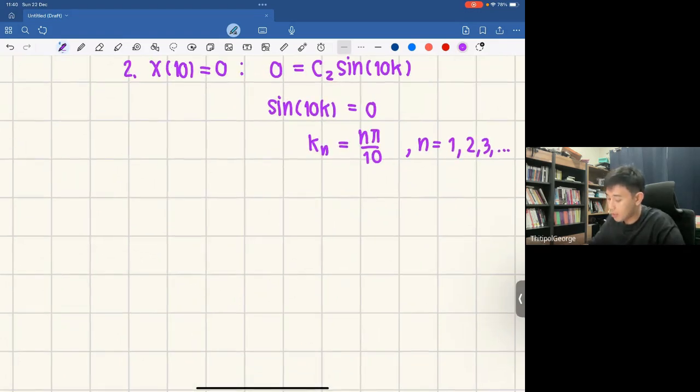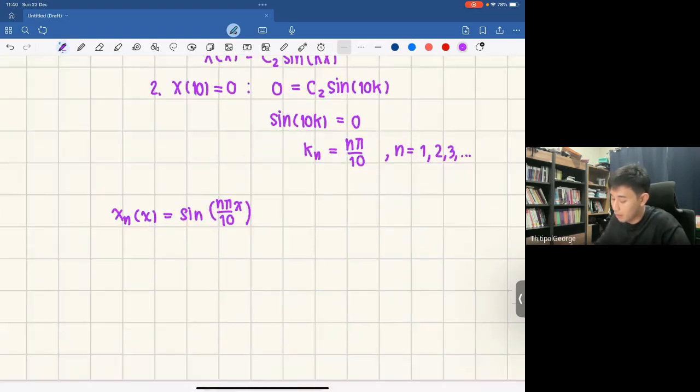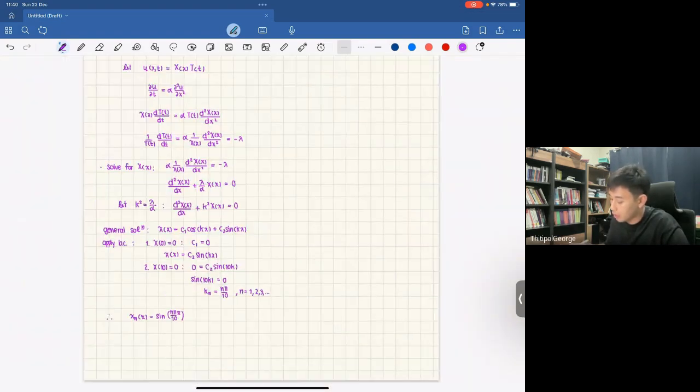So we get that Xn, which we can call the eigenfunctions of X, equals sine of n pi x over 10. Sorry, I forgot x. That's for X.